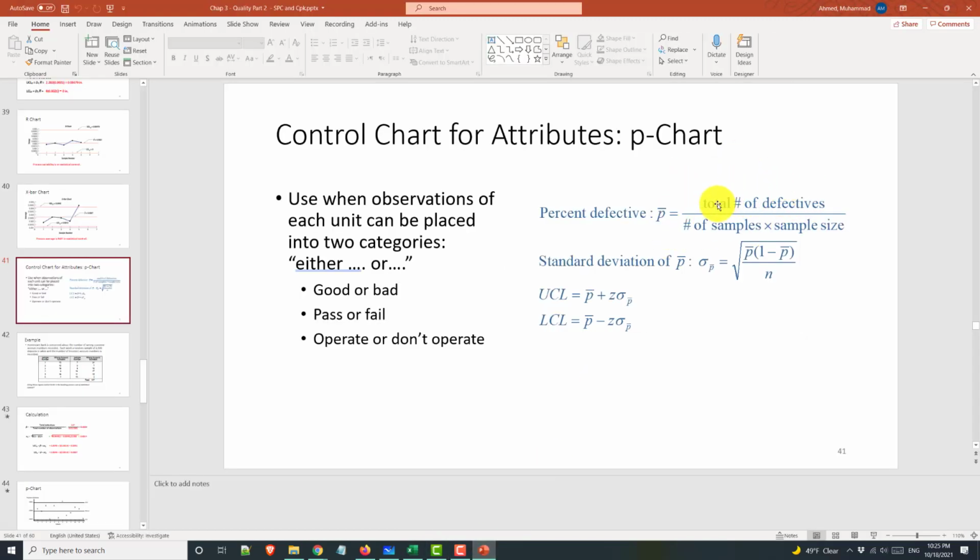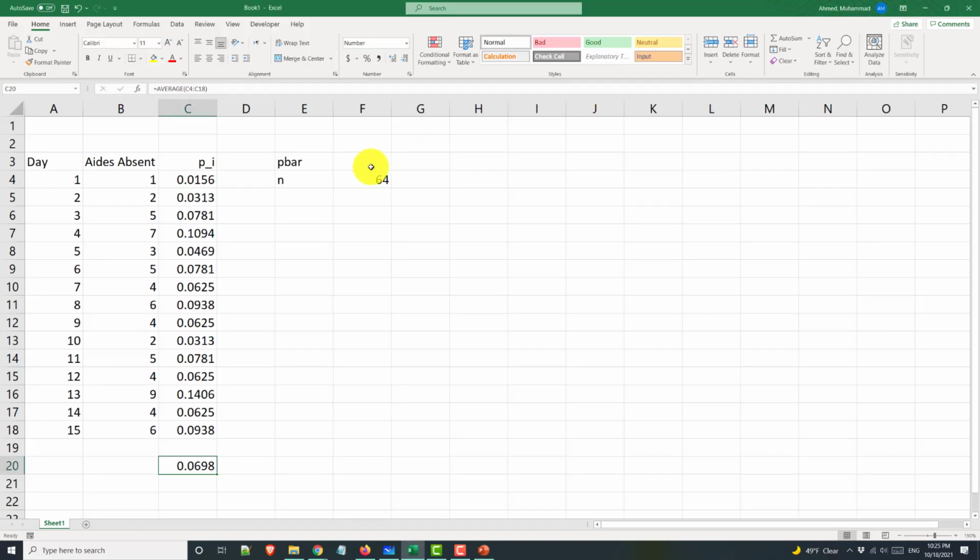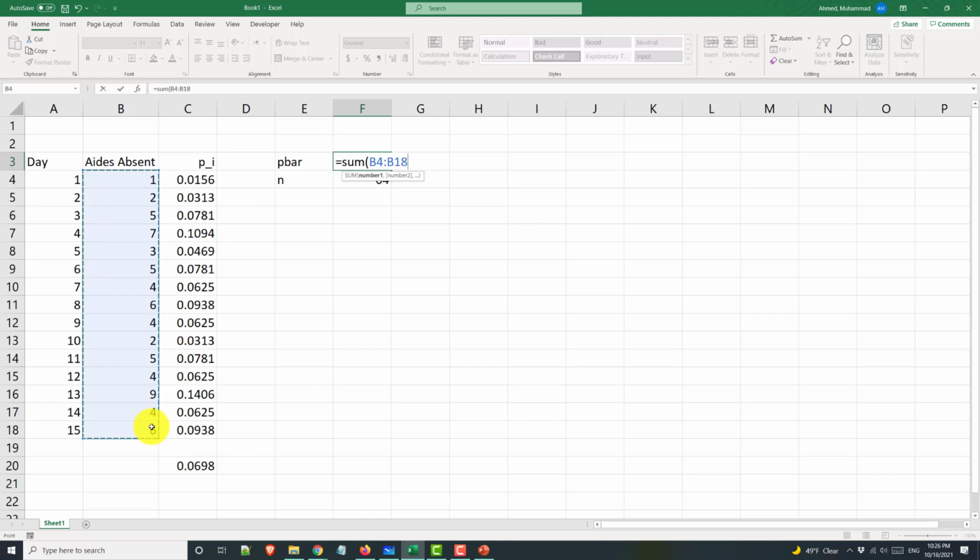So the formula on the slide says find the total number, the total count. Okay, defectives, we have absentees. So we are going to replace defectives by number absent. And you divide the total number absent over all the samples by the sample size multiplied by the number of samples. So using the formula on the slides, we'll take the sum of all of the absent counts, and then we'll divide that by the sample size, which is 64, okay? And then we have to multiply it by the number of samples.